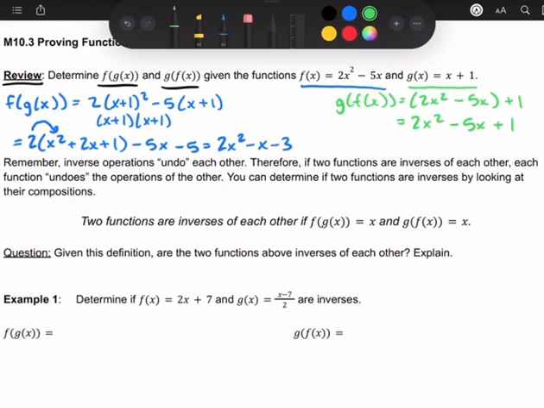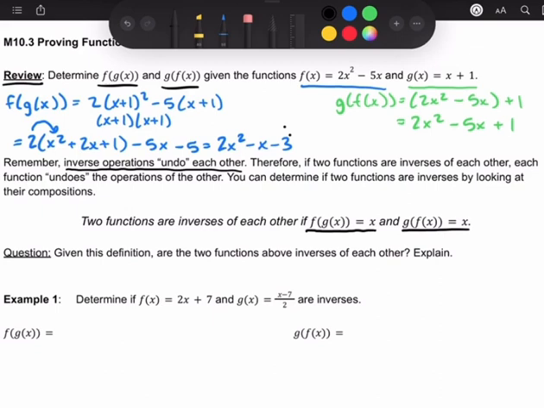So, now that we know how to find composite functions, let's use this knowledge to determine if two functions are inverses of each other. We can determine if two functions are inverses of each other if the composite function f of g of x is equal to x and the composite function g of f of x is equal to x. So both of the composite functions need to be equal to x. This is because inverse operations undo each other, meaning that the inverse operations of one function undo the operations of the other.